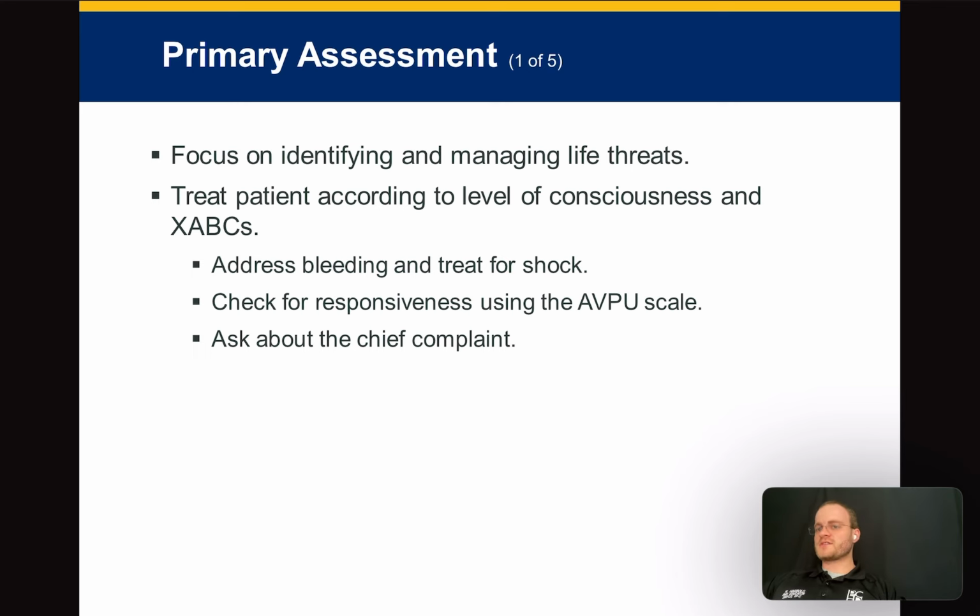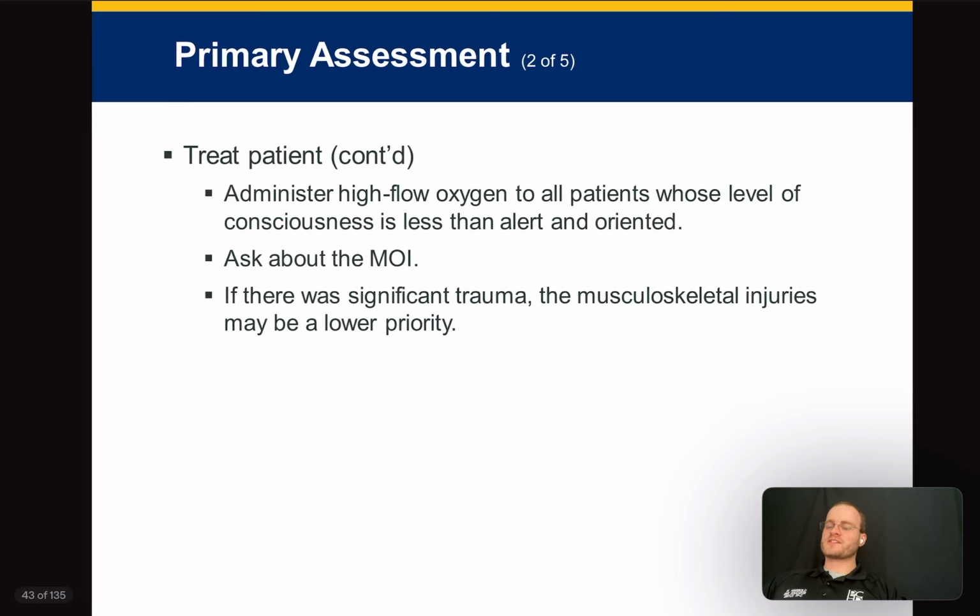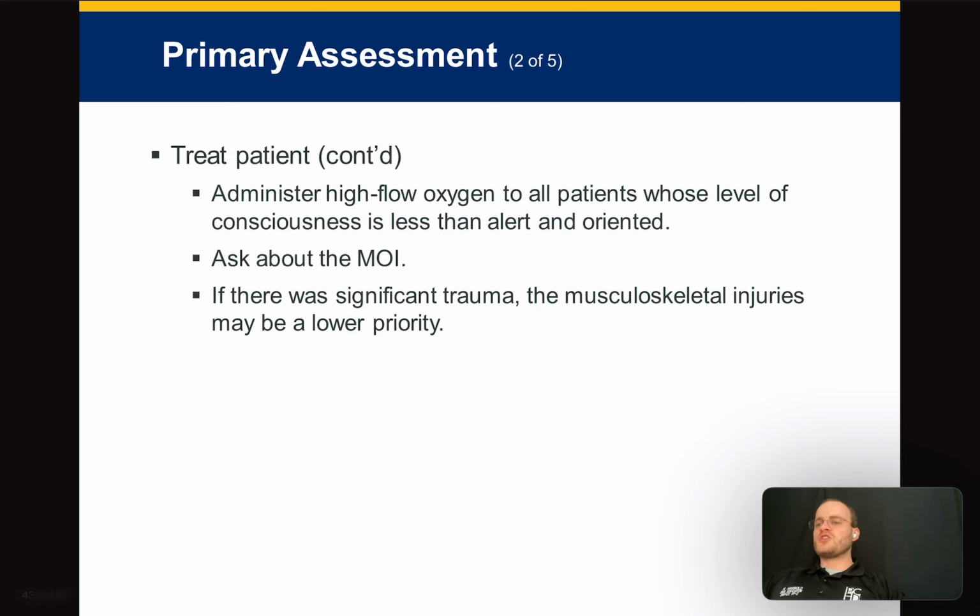Check for responsiveness using the AVPU scale and ask about the chief complaint. Now, oxygen has a slight analgesic property. It's certainly soothing for patients. And so you could administer high flow oxygen to all patients whose level of consciousness is less than alert and oriented. Okay, why is that? Why would you want to give it to patients that are less than alert and oriented?